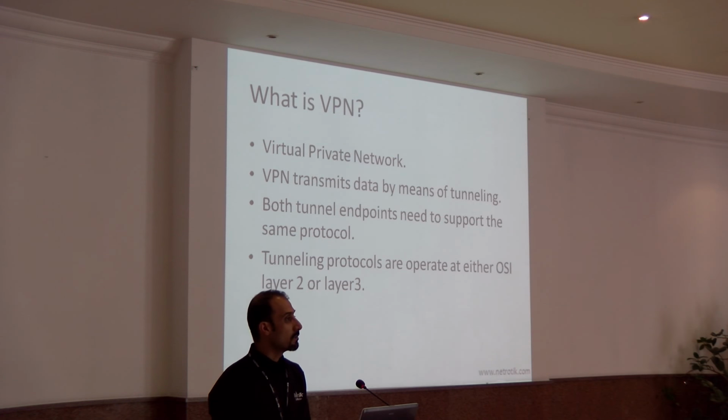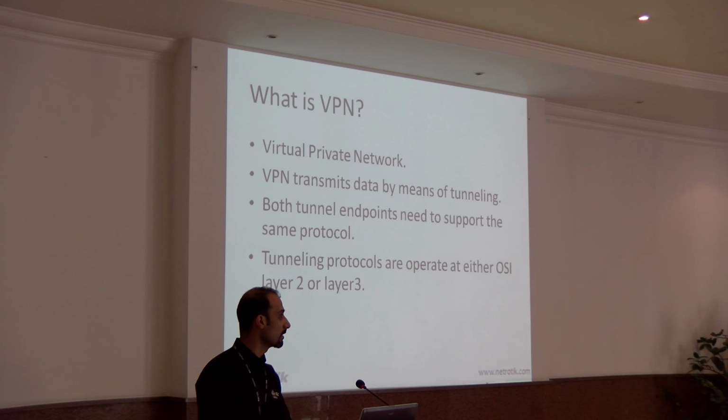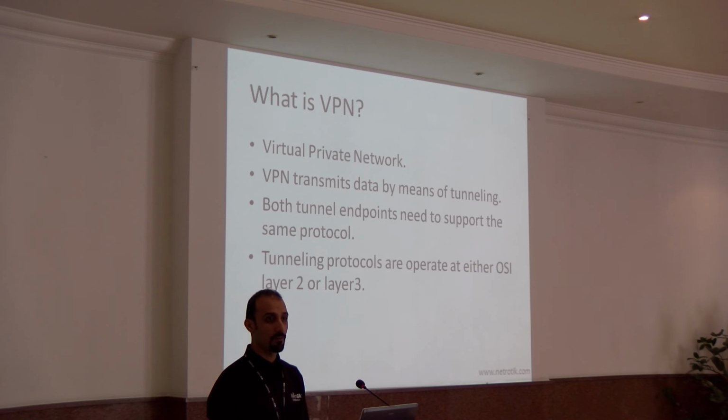When we need to configure a tunnel, both ends of the tunnel need to support the same protocol. For example, you can't set IP-in-IP on one side and a GRE tunnel on the other side of the tunnel. You must use the same protocol. Tunneling protocols work at layer 2 and layer 3 of the OSI model.